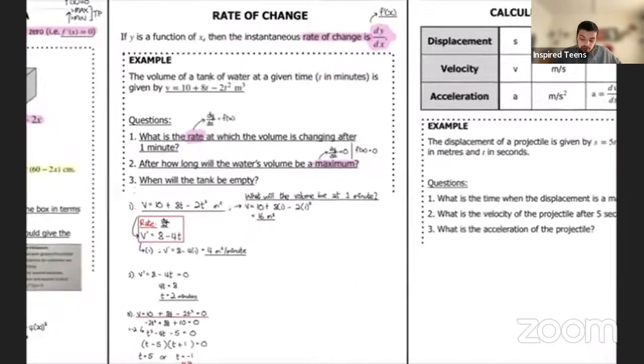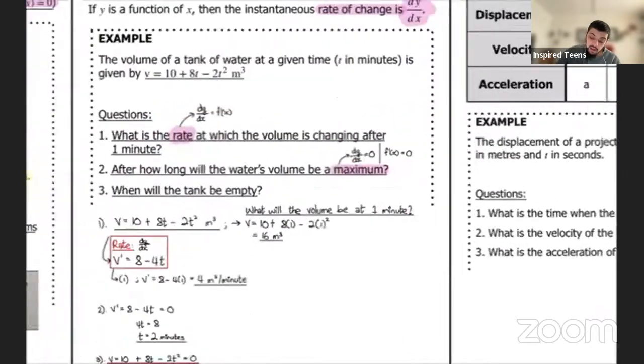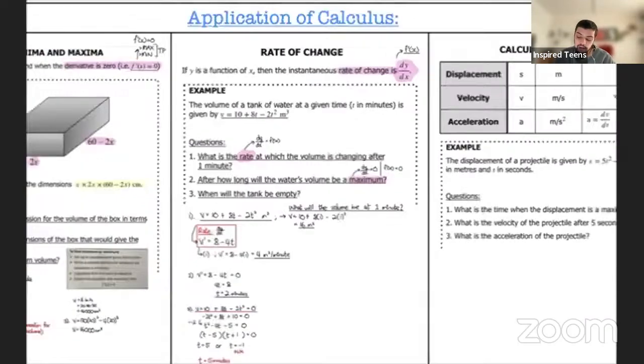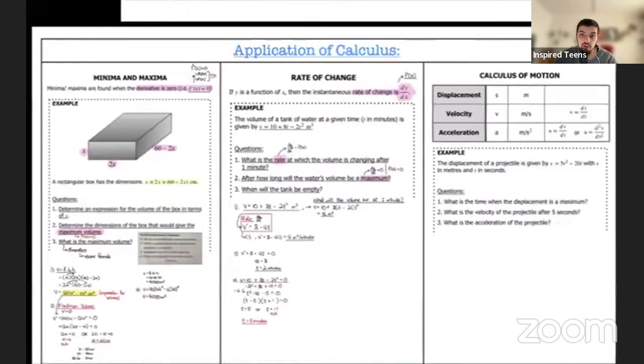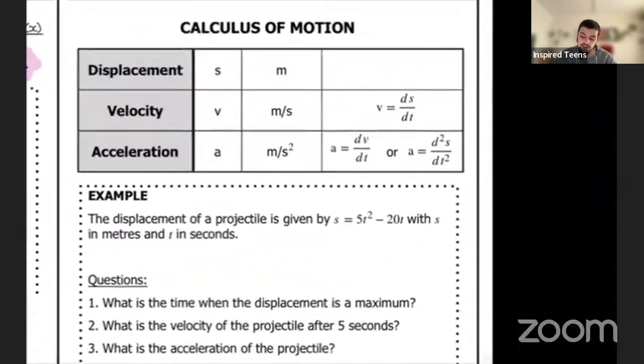Okay, so that's rate of change. We discussed rate, we discussed maximum. Rate, you derive. Maximum, you derive and equate to 0. Just keep that in mind. Here we discussed maximum: you derive and equate to 0. Rate, you just derive, and it gives you an equation to calculate the rate. Okay, let's look at this calculus of motion.